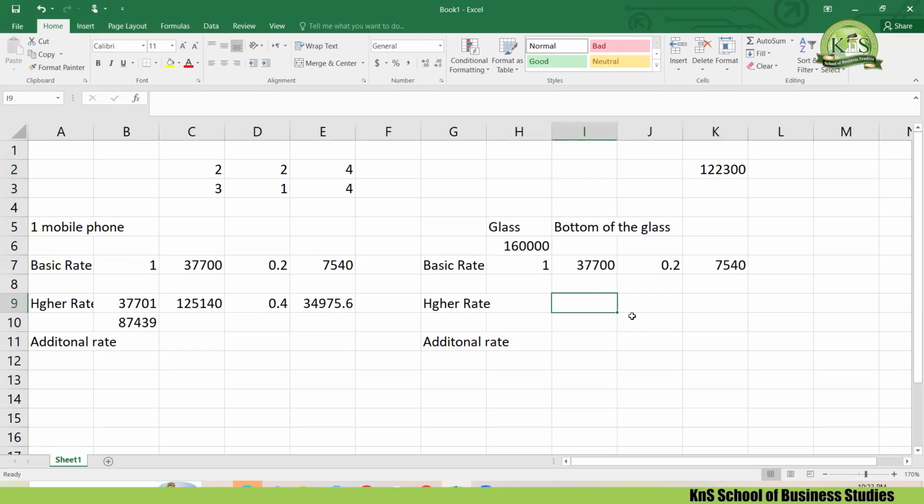Yes, my income is still more than 125,140. So what I will do is 125,140 minus this amount. I will apply 40% over here. Now, how much income is taxed? 125,140 is taxed. How much is remaining? 160 minus this and minus this. This all will go into my additional rate.